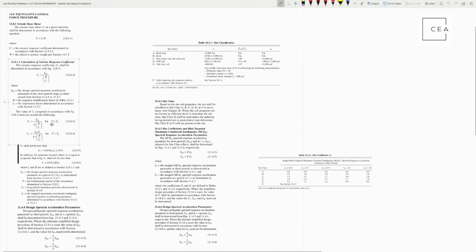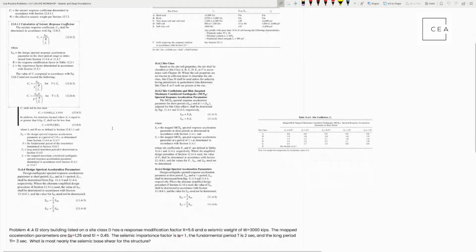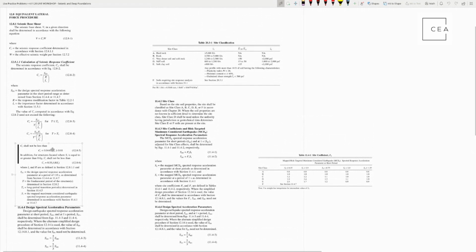So your short period T has to be less than TL for this equation, 12.8-3. If T is greater than TL, then you have to use 12.8-4. And it can't be less than 12.8-5, where CS is equal to this fun equation. And Isaac, it's worth noting that seldom does equation 12.8-5 apply. It's very rare that happens.